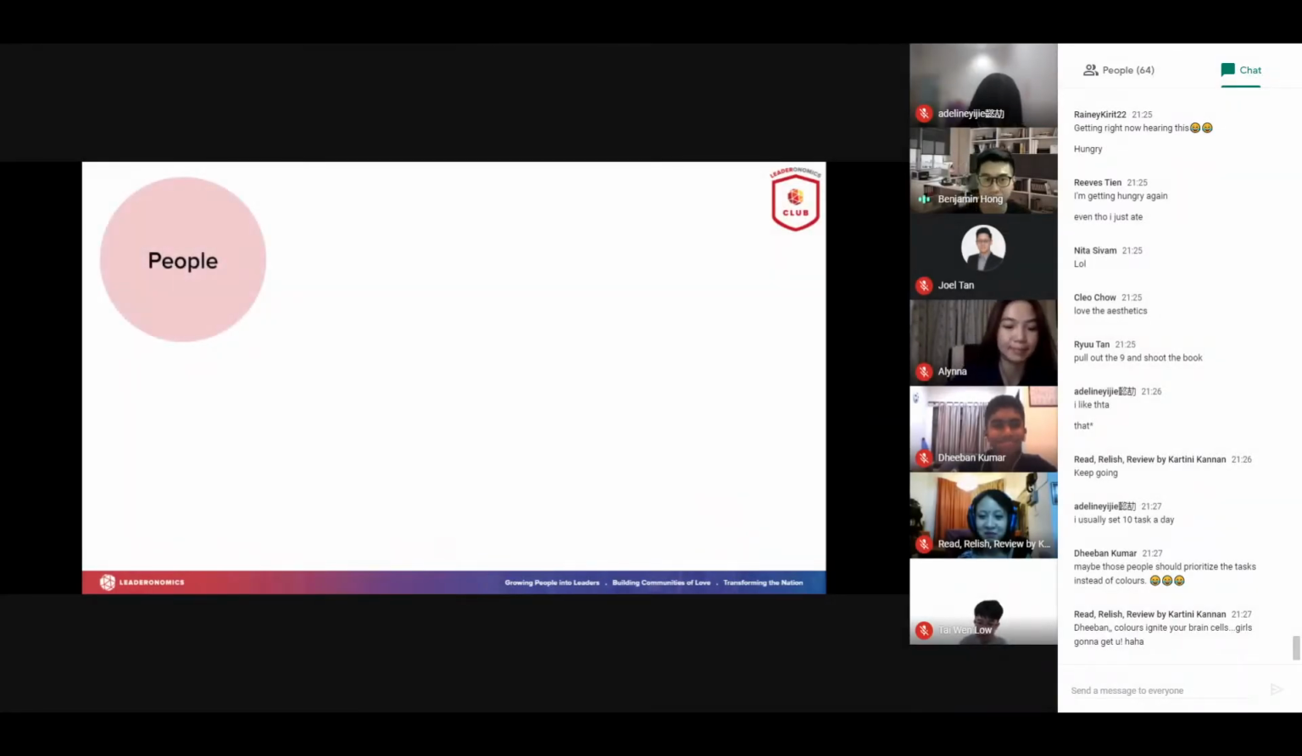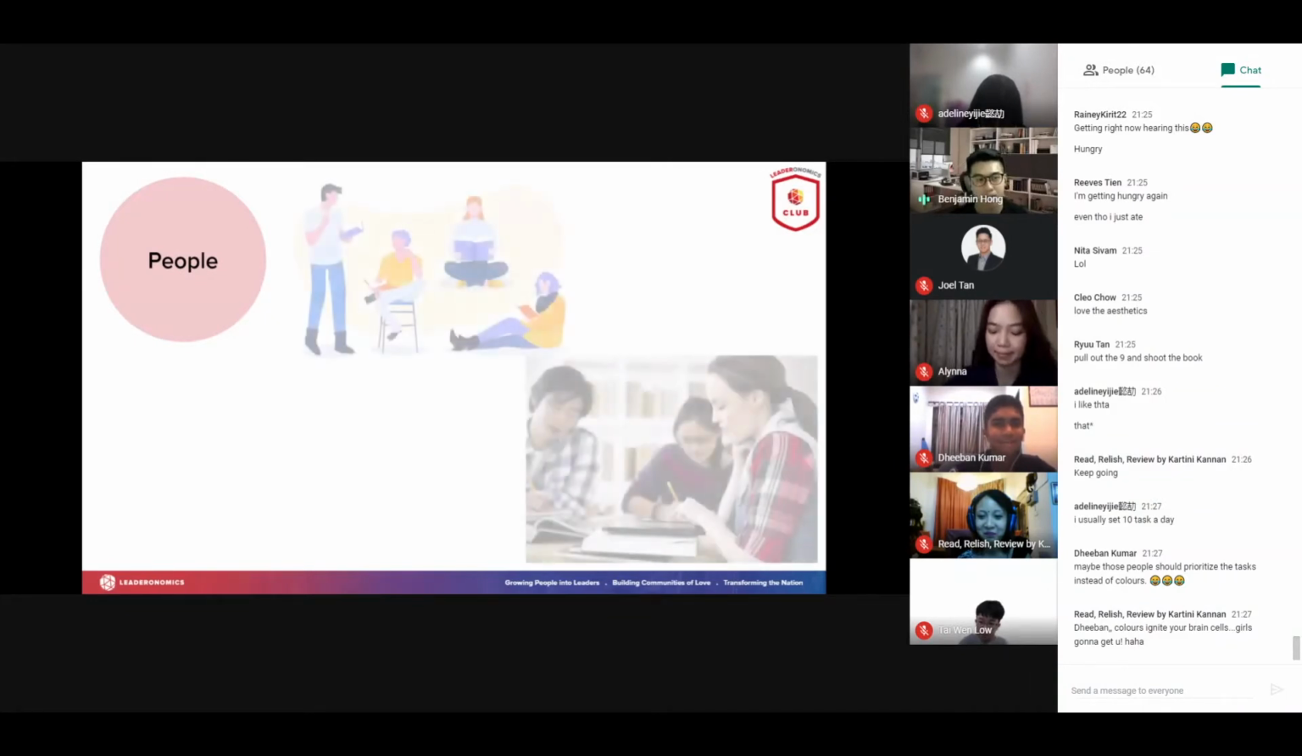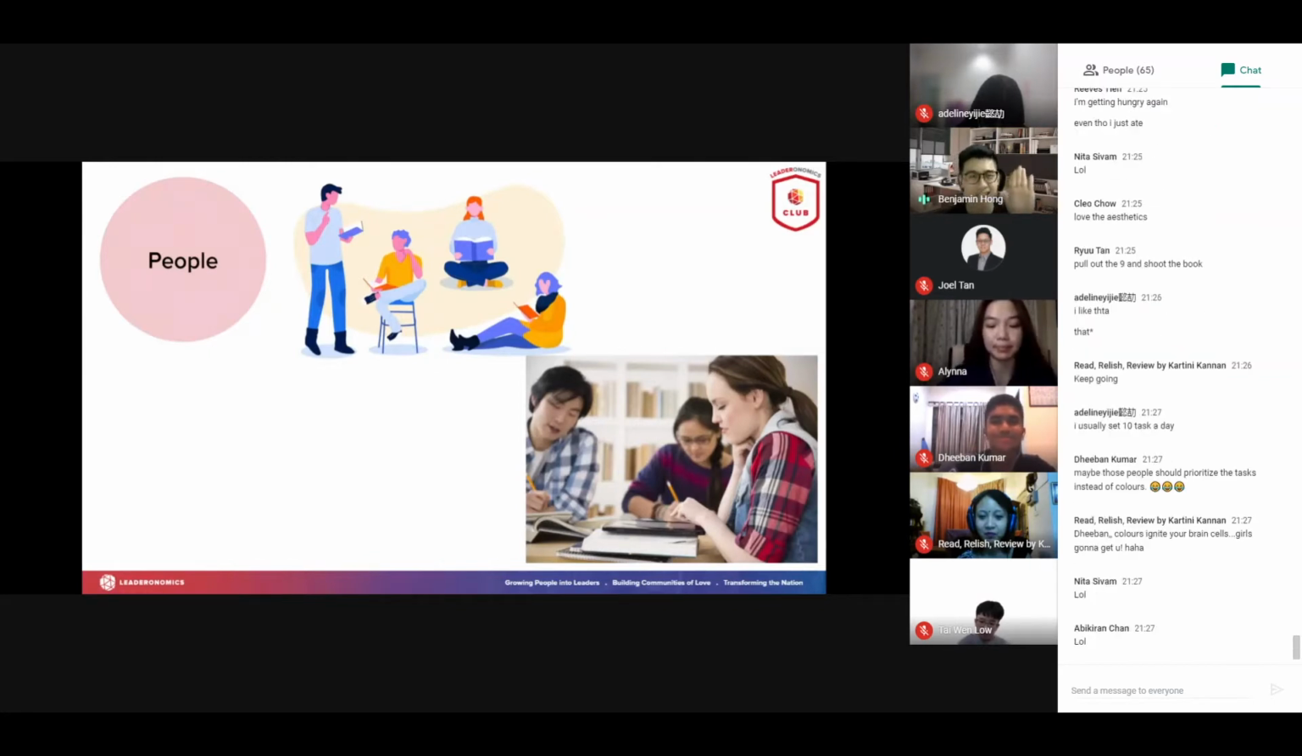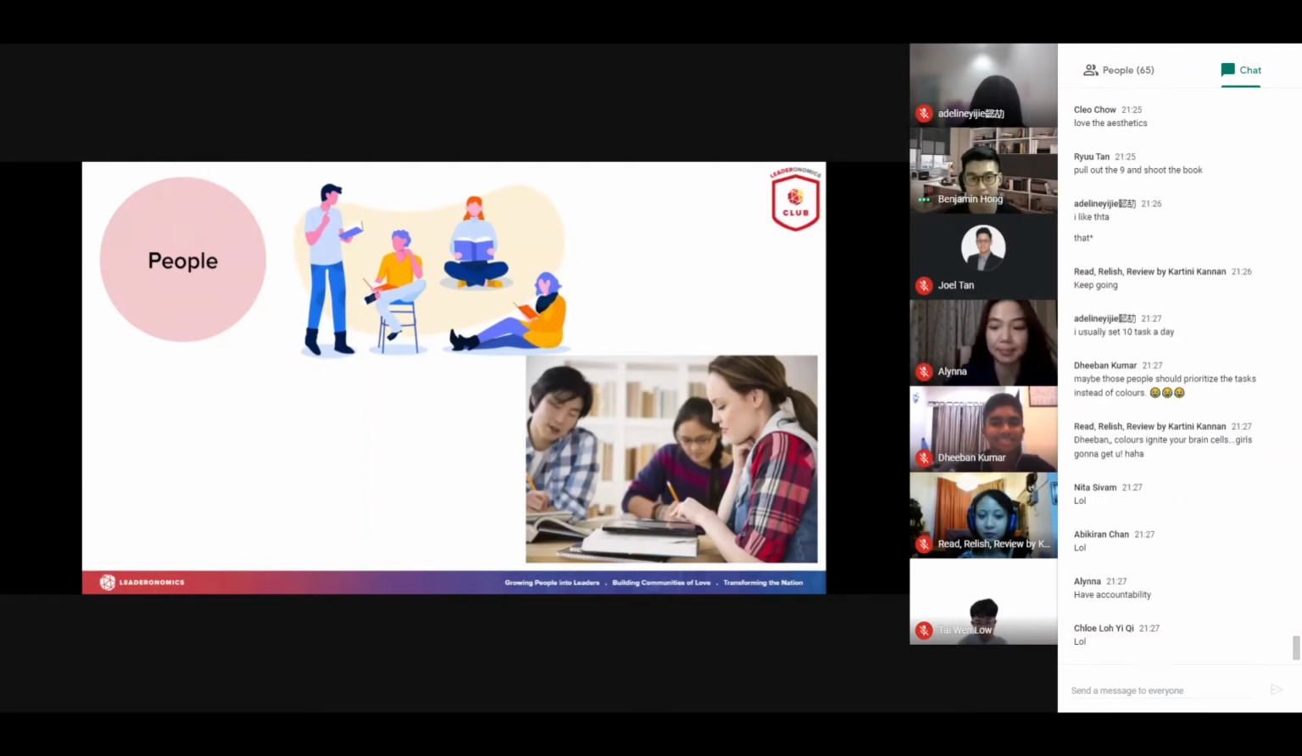The last one is people. Why I say people is very important is basically having someone to make sure you finish your task. Because now, I can write 5 things and just keep it to myself. It can be your parents, a teacher, a friend. And remember, you don't need to do it all by yourself. Correct, like what Alina said, have accountability. So do that.